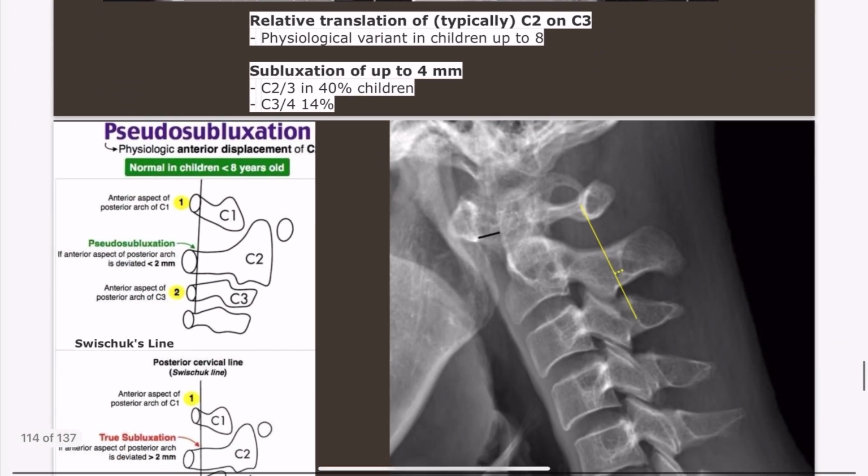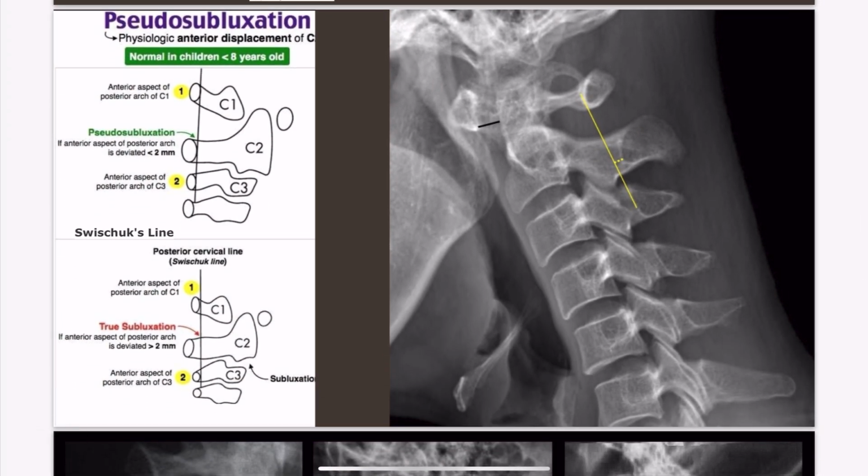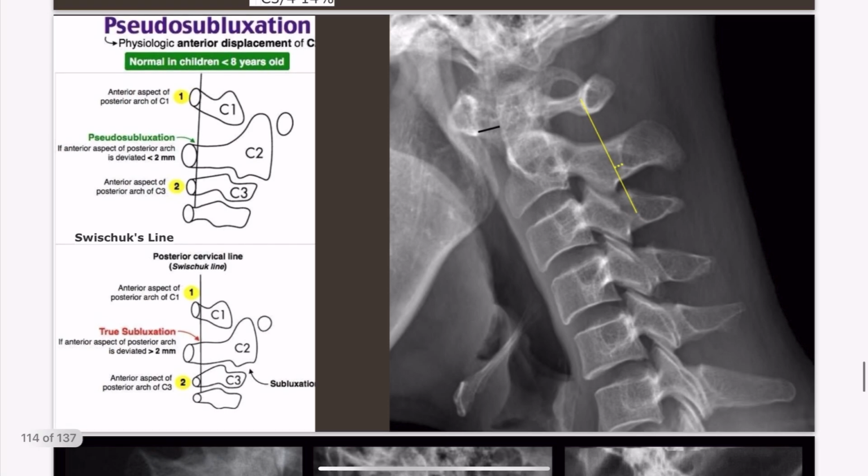How to identify a pseudosubluxation versus a real subluxation is by something called Schweizer's line. This line is drawn between the anterior aspect of the posterior arch of C1 and the anterior aspect of the posterior arch of C3. These are the posterior arches, and I am connecting the anterior aspects between C1 and C3. If the anteriormost part of the spinous process of C2 is more than 2 mm away from it, then it is going to be an actual dislocation.